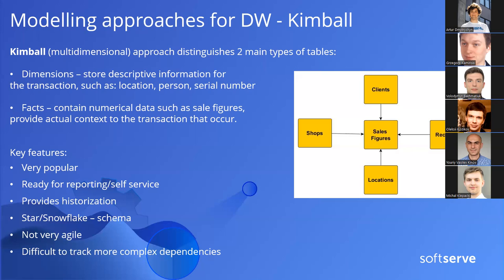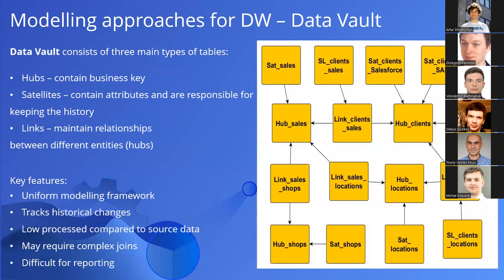Okay, as I mentioned, it's not very agile as well, because you usually have to define your dimensions and facts before creating. So for instance, you cannot add a dimension to a fact table that easily, right? And that's why we say it's not very agile. And as I mentioned before, it's also difficult to track more complex dependencies, for instance, parent-child relations or hierarchies. All right. Okay.